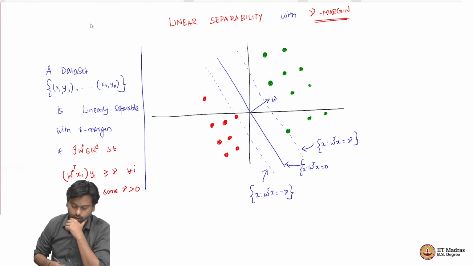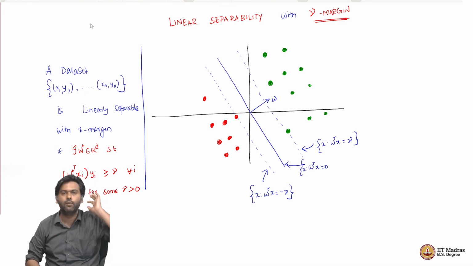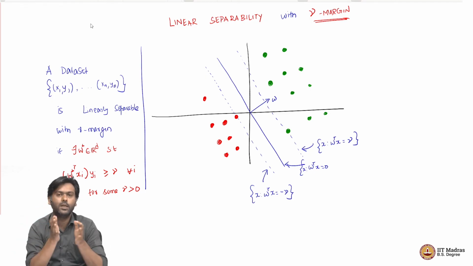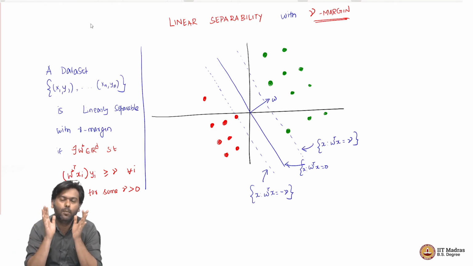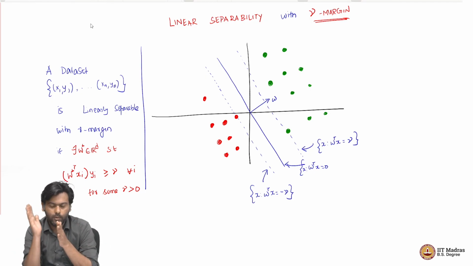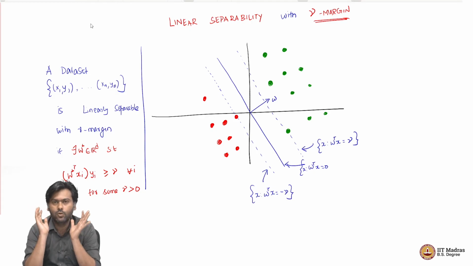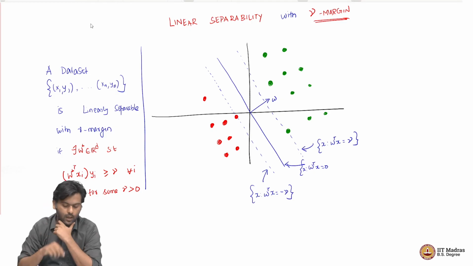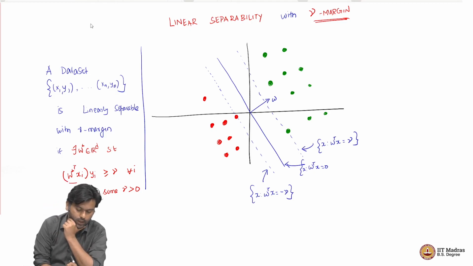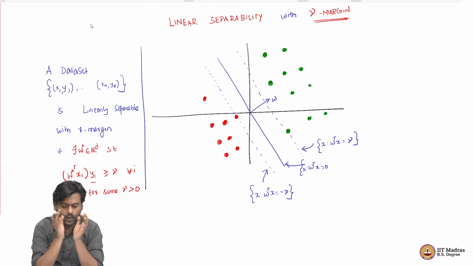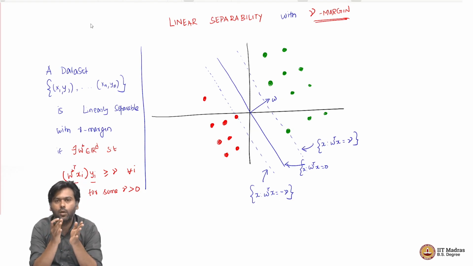So, this is the definition. It needs some parsing and we will do that now. Basically what I am saying is that you are given a data set. Now, there is some W star. We are assuming that there exists a W star such that, with respect to this W star, if I find W star transpose Xi and multiply it by Yi, then this product should be greater than or equal to some positive quantity gamma.